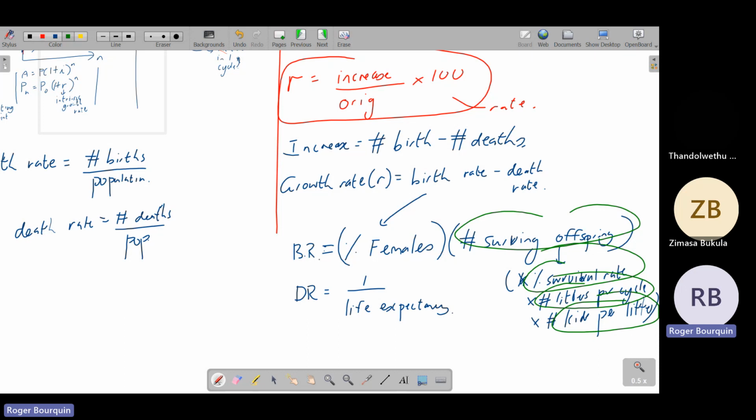Right, so one of the lot. We're always working in one population cycle. All of the things are going to be one.